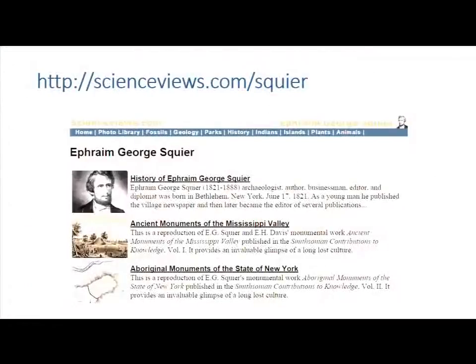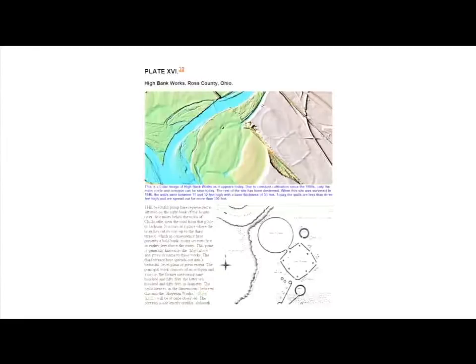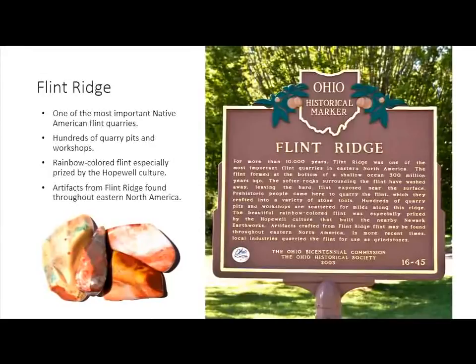And basically I took that information and I actually put Squire's book online. And one of the things I've done is to augment the book with what does it look like today. And I've been incorporating some of these hillshades into it. Now, one other site that I want to show you before we leave Ohio is Flint Ridge.